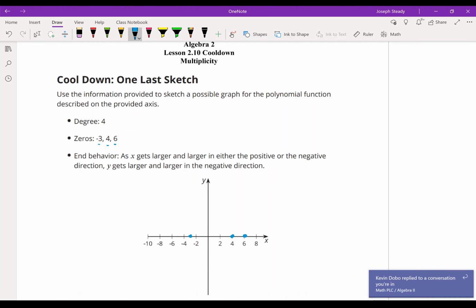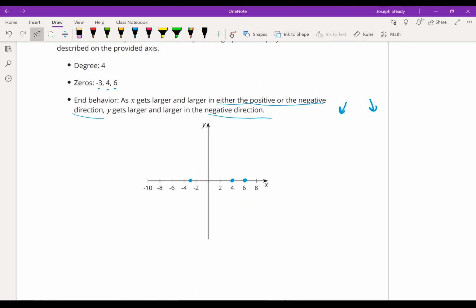For end behavior, they tell us as x gets larger and larger in either the positive or negative direction, so both ways, left and right, y gets larger and larger in the negative direction. So that means my end behavior looks like this. On the left side, we're going down, and on the right side, we're going down. So I'm going to sketch that in as well.